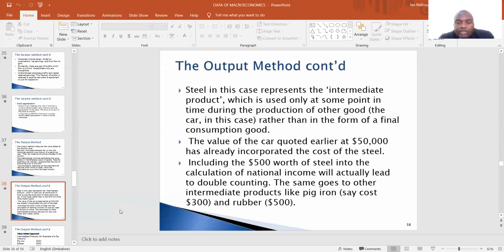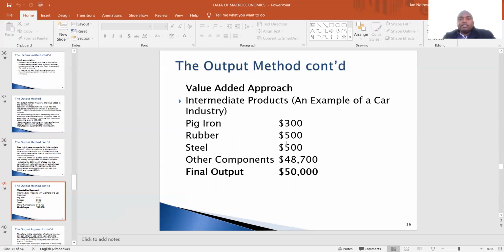The same goes for other intermediate products like pig iron, say, which costs $300, or rubber, which is used in the manufacturing of a car, which may be $500. Basically, the value-added approach just adds the value of the intermediate product.